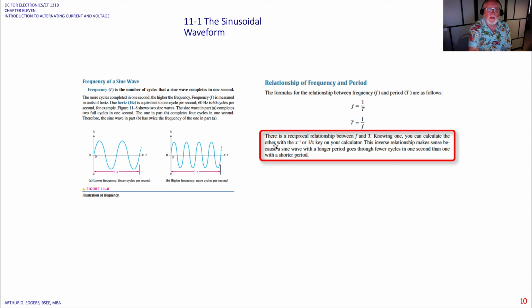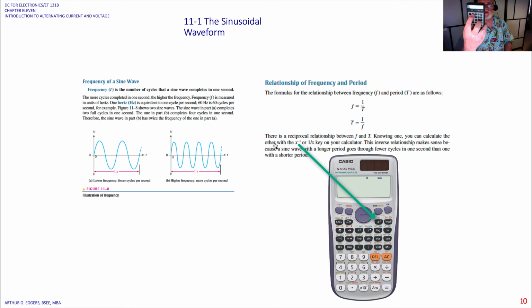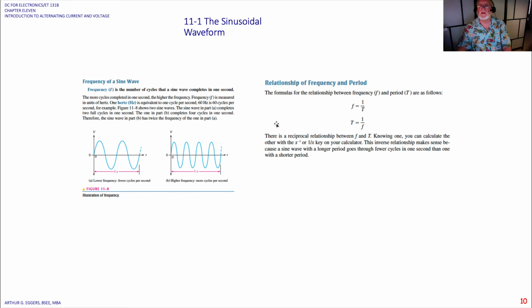The easiest way to do that, again, you pull out your calculator, you look for this key along the top here. In this one on the Casio, it's right over here. It's the x to the minus 1. Some calculators have a 1 over x. My old Hewlett-Packard here, if you look here on this one, you can see it says, maybe you can't, but that's the key right there, 1 over x. This inverse relationship then makes sense because a sine wave with a longer period goes through fewer cycles in 1 second than one with a shorter period.